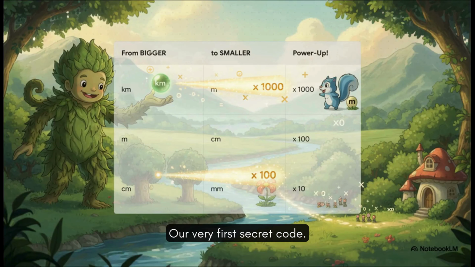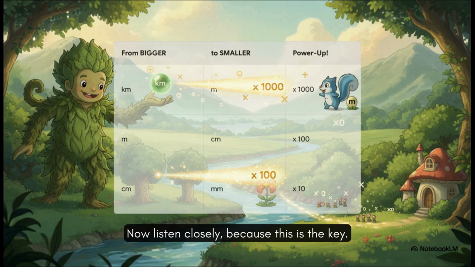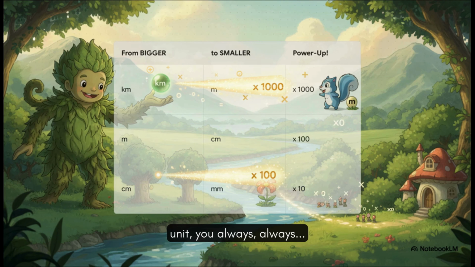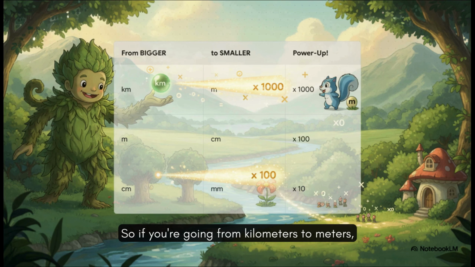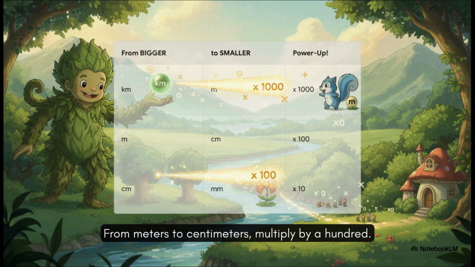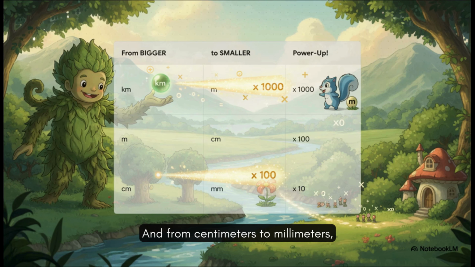And here we go, our very first secret code. Now listen closely, because this is the key. Whenever you're changing from a bigger unit to a smaller unit, you always use the multiply power up. So if you're going from kilometers to meters, you multiply by 1,000. From meters to centimeters, multiply by 100. And from centimeters to millimeters, you just multiply by 10.